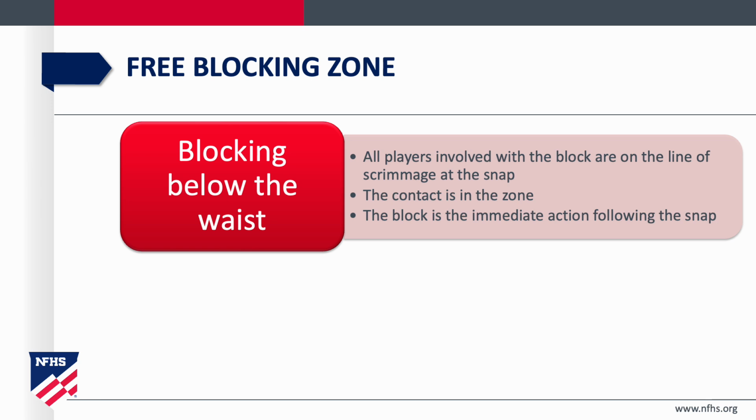So, we could not legally block a linebacker below the waist if he is 2 or more yards back at the snap. Second, all contact must be in the zone. So a tight end could not block a defensive end low if that defensive player is outside the zone at the snap. This also means that a tight end who is outside of the free blocking zone at the snap can't block low, even if the teammate next to him is able to.